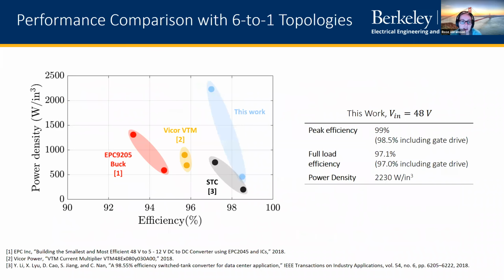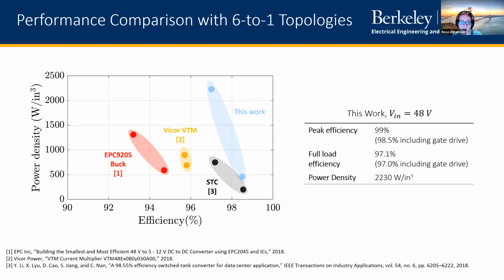So we can look at a comparison of topology with some other 6-to-1 conversion ratio converters that have already been published or are actually for sale. Here we compare it with a Vicor topology, an industry manufacturer that makes very high efficiency power supplies. And then with the EPC 9205 buck converter, an app note design from EPC, a GaN switch manufacturer. And then also the switch tank converter, STC, which is more of a research topology.